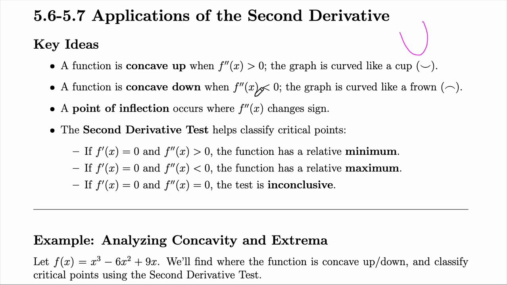And then when it's concave down, the second derivative is going to be negative, and it's going to go down kind of like a frown. So kind of think of smiling when it's positive and frowning when it's negative.